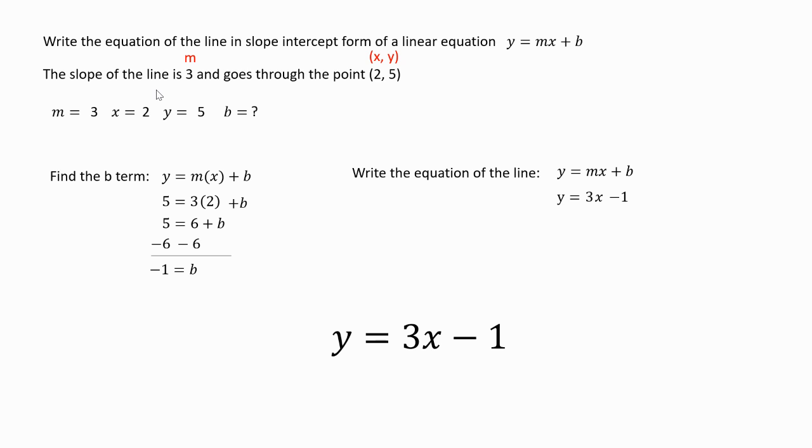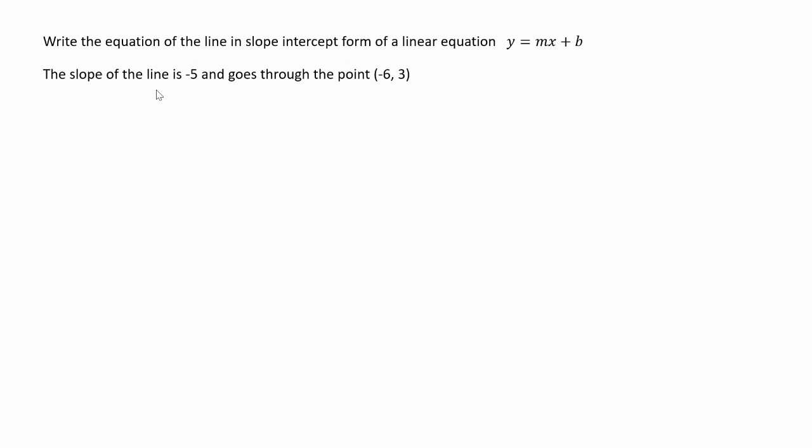Let's do this process a few more times and see if we can get used to it. All right. So in this case, the slope is -5 and the point is (-6, 3). So let's see what we got. We're just labeling what was given to us. So that's our slope, -5. Our x value is -6. Our y value is 3. And our b value is unknown. That's what we're trying to solve for.